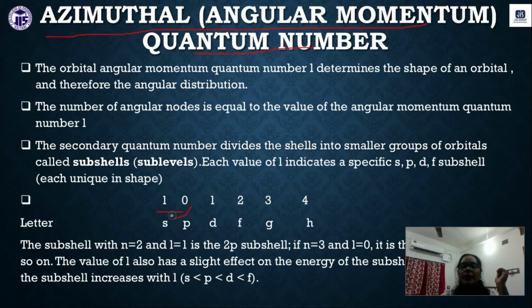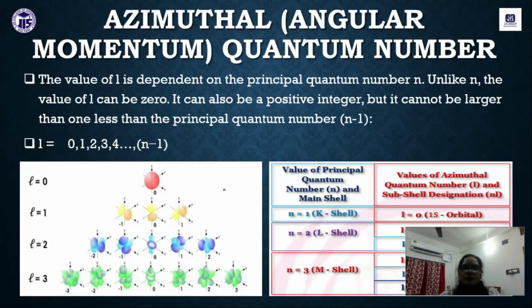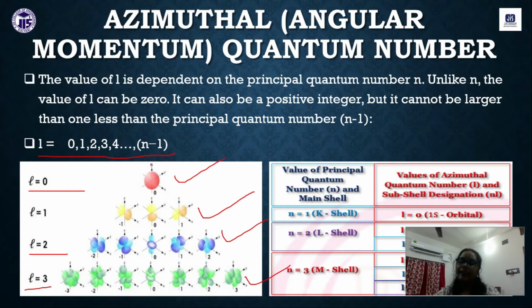If L value is 0, it will be s. If L value is 1, that is p. If it is 2, it indicates d orbital. If it is 3, it indicates f orbital, and so on. Okay, generally the L value will be 0 to n minus 1. Look here, I have given L is 0 means s orbital, this is p orbital, this is d orbital, and L equals 3 means f orbital. Okay, so L value will be 0 to n minus 1, any values it can have.